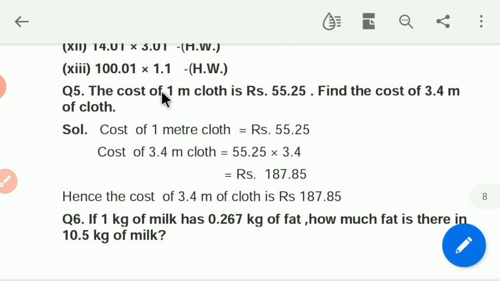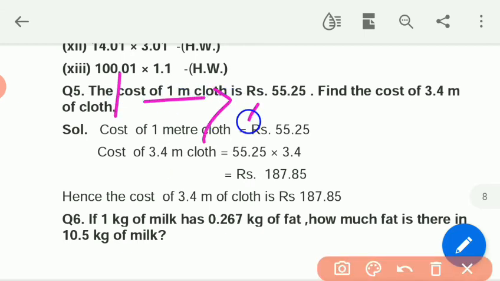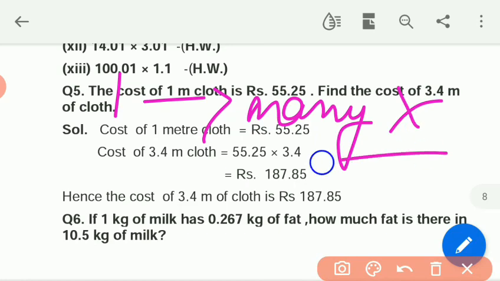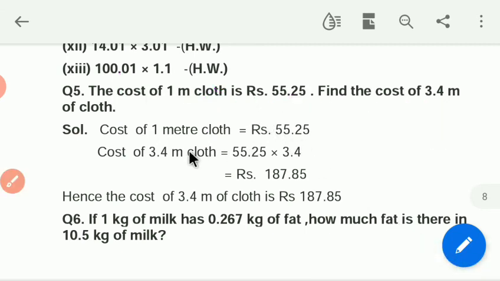Now we'll see question number 5. The cost of 1 meter of cloth is rupees 55.25, find the cost of 3.4 meter of cloth. So first it is given that the cost of 1 meter of cloth is rupees 55.25, and we have to find the cost of how many meters of cloth? 3.4. It means it is given for 1 and we have to find for many, and we know that if you want to find for 1 to many, we always multiply. So in this question we have to multiply. So for 3.4 meter of cloth, it will be 55.25 into 3.4.